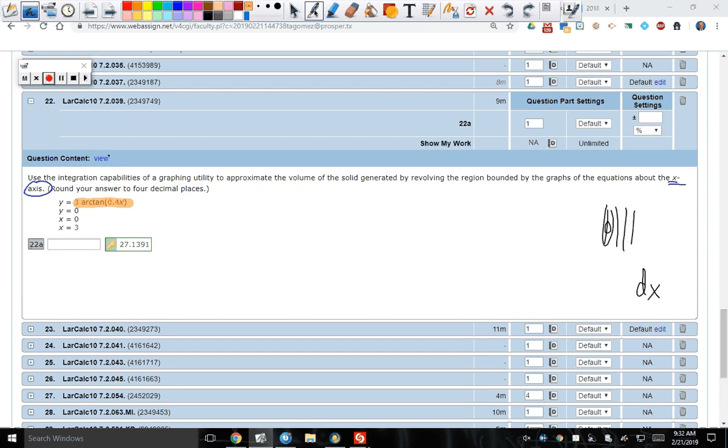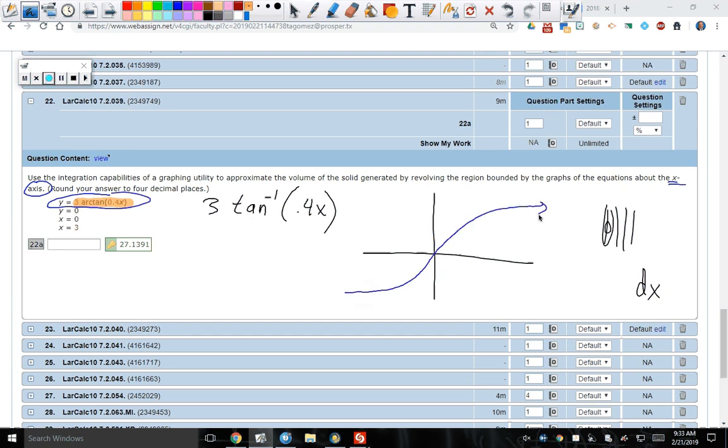Okay, so arctangent also looks like this. Otherwise, some people call it inverse tangent. So putting that into our calculator, we have something that looks like this. So let's do this graph in blue. We have that. Okay?